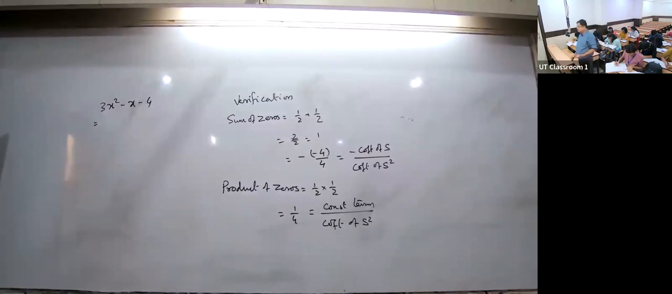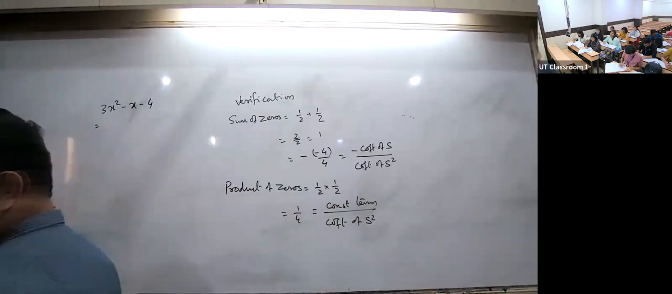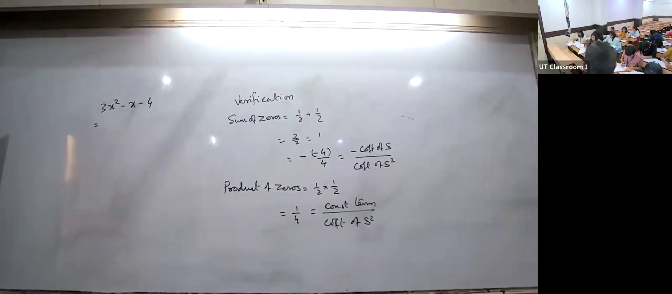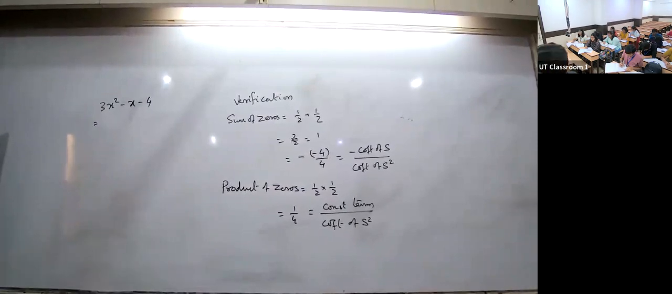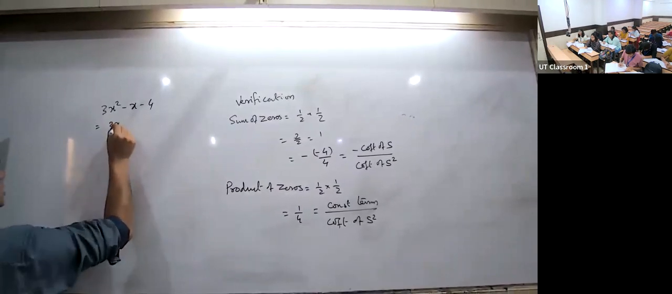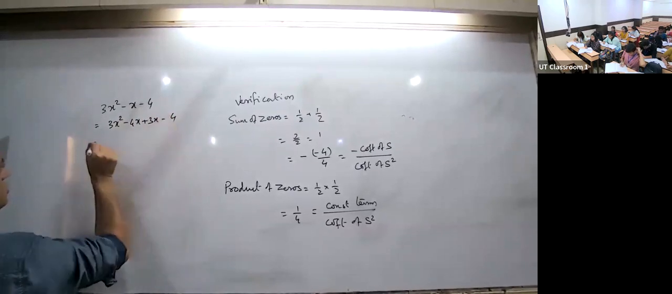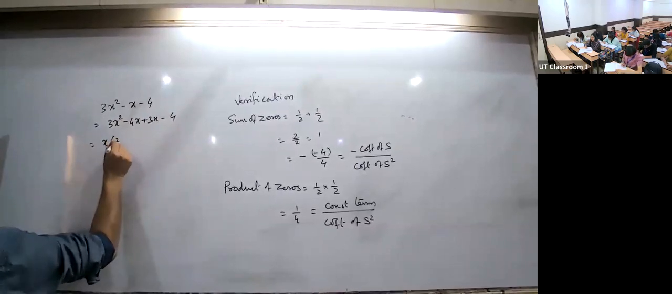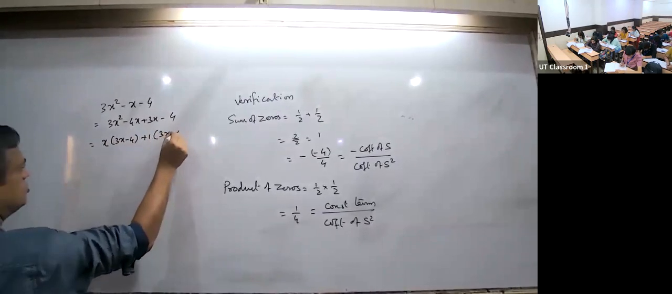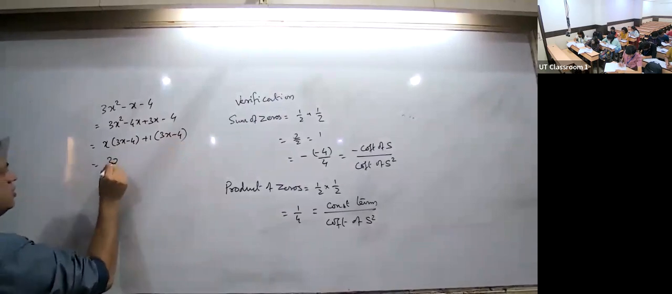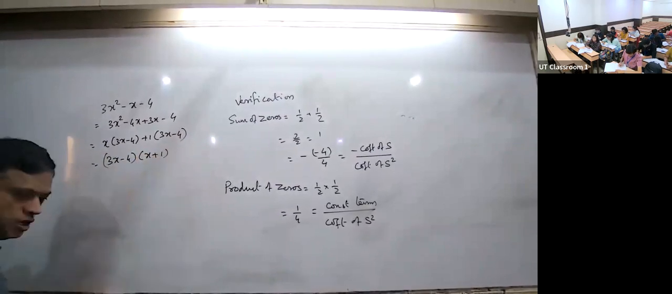Product is how much? Minus 12. Sum is equal to minus 1. So you got the splitting of the middle term, all of you. 3x square minus 4x plus 3x minus 4. Take x as common, 3x minus 4. Plus 1 is common, 3x minus 4. So you can take 3x minus 4 common. Left out is x plus 1. So factorization done.